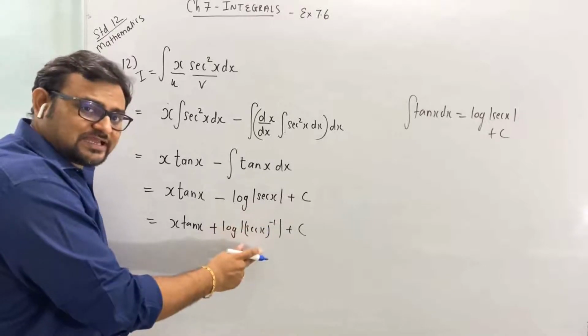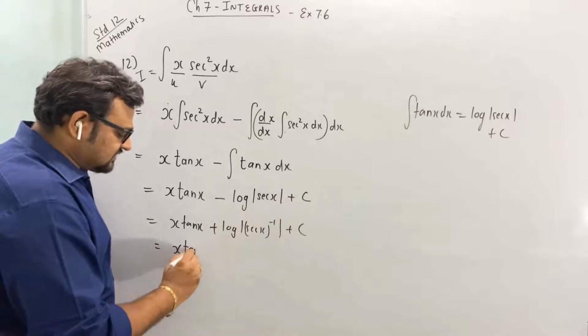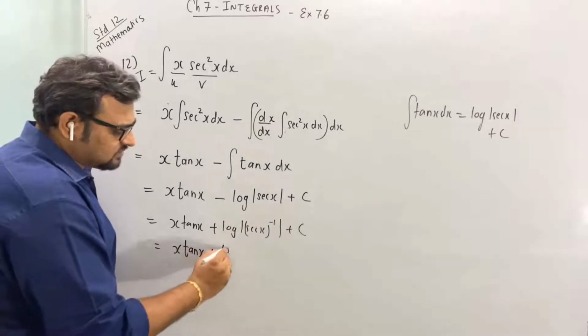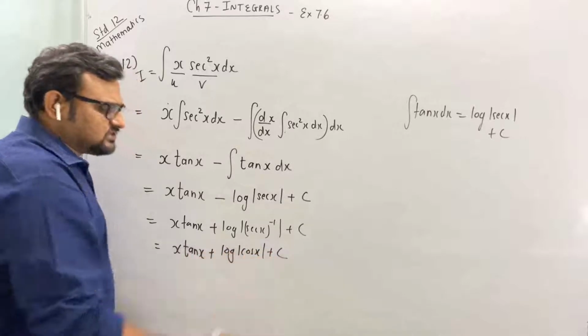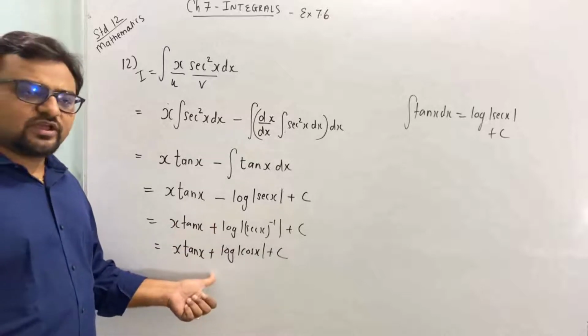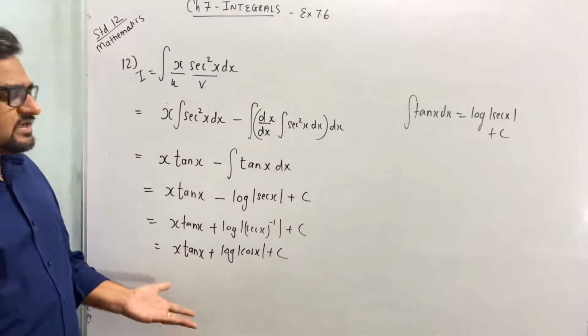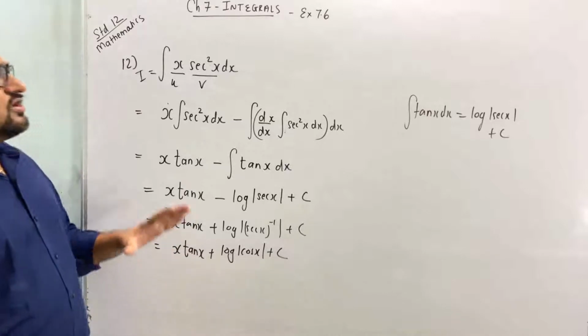Now what is 1 upon sec x? Cos x. So this will be equal to x tan x plus log of cos x plus c. So you can write either this answer or this answer. Okay, it was a simple sum. It can be asked in MCQ. So just go through this question.